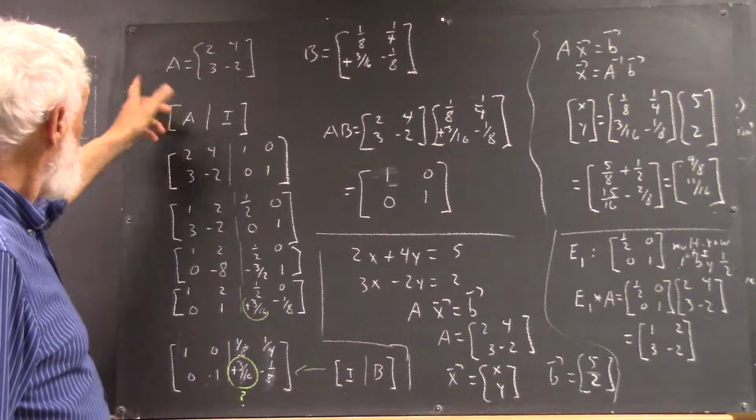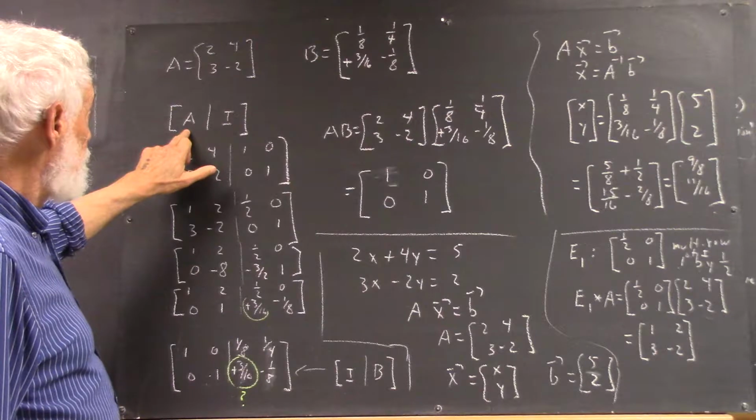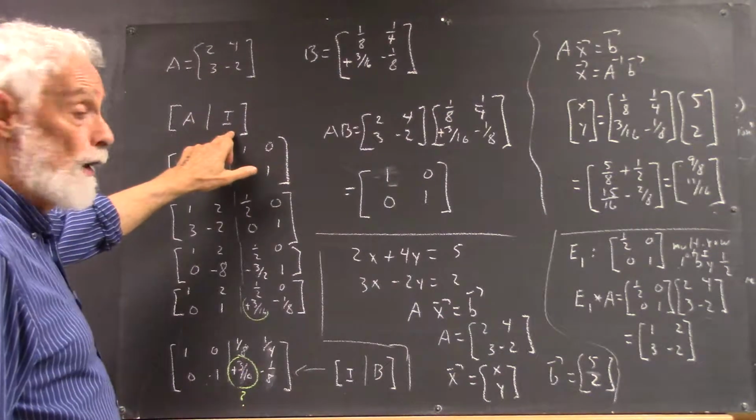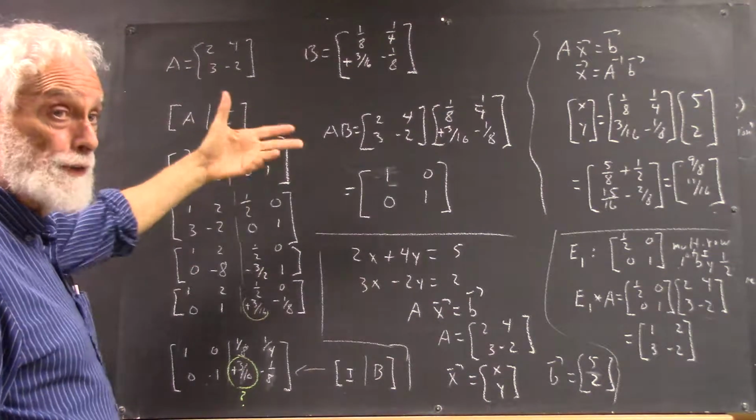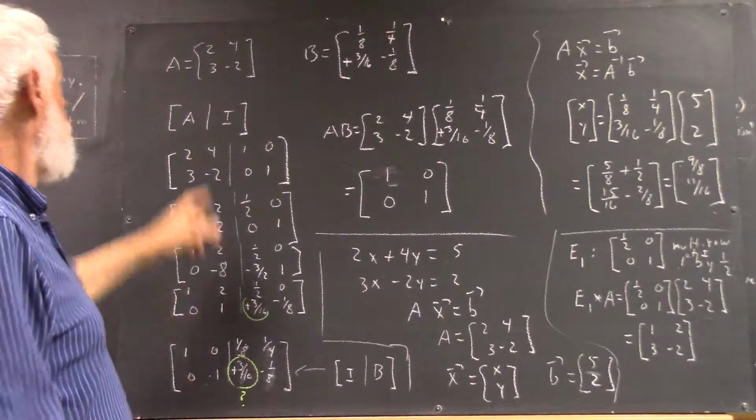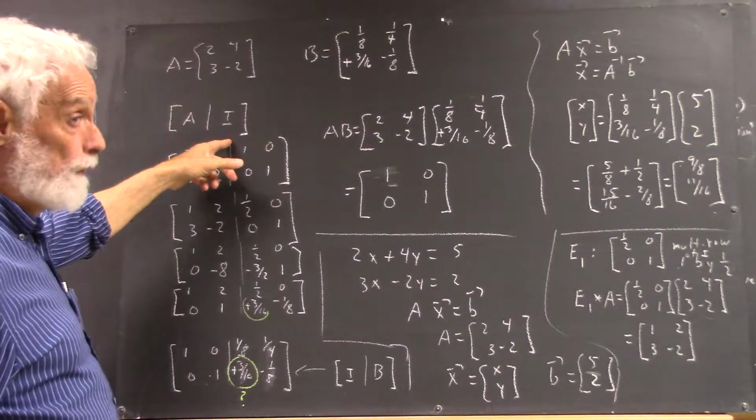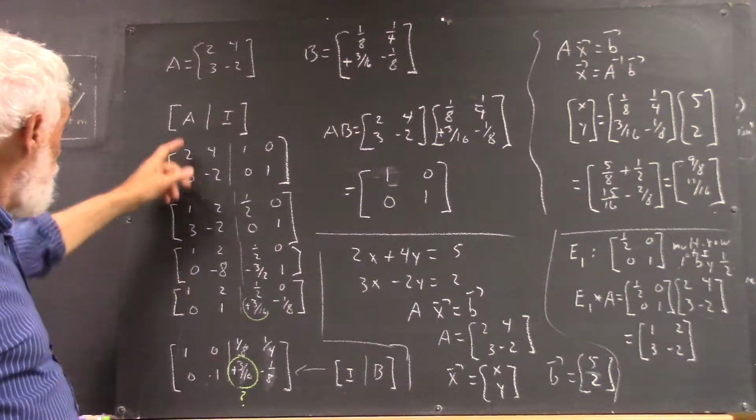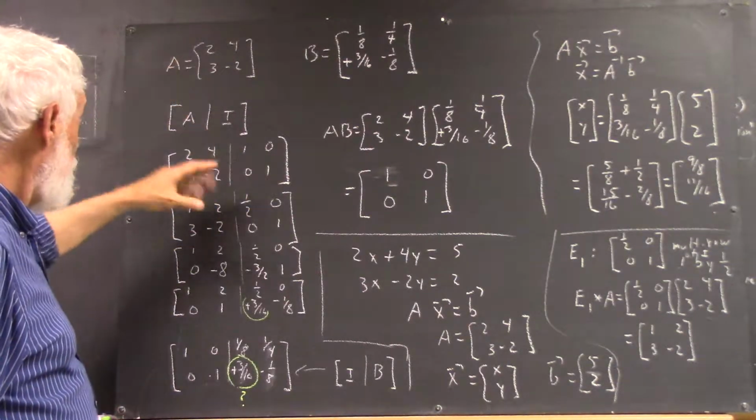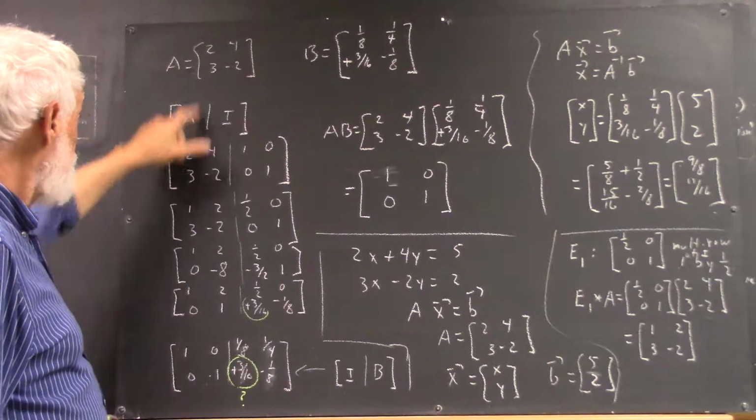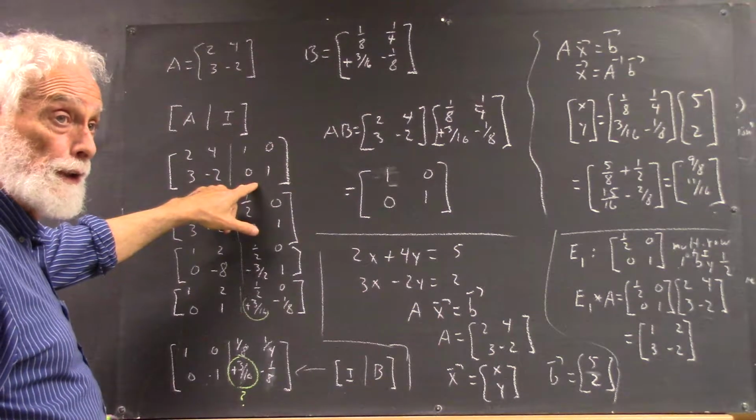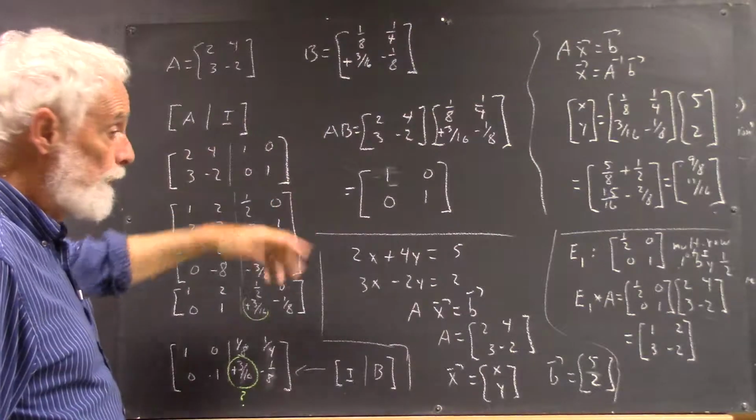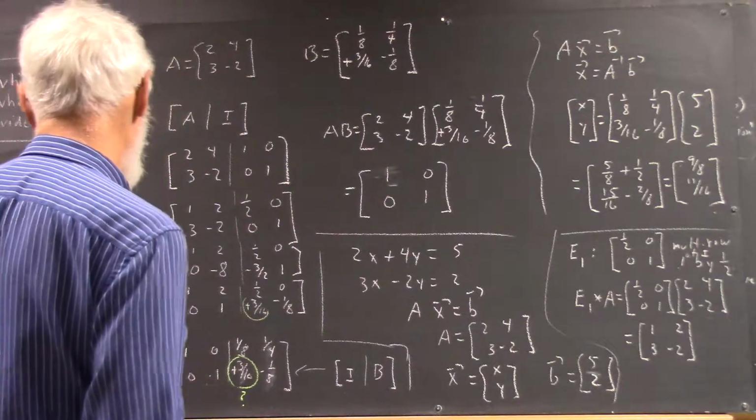So, what we do is we augment the matrix. Whatever the matrix A is, we augment it with the identity matrix of the same size. So if we have a 47 by 47 matrix here, we do a 47 by 47 identity matrix here. We augment this matrix, the A matrix, with the 2 by 2 identity matrix. Ones in the diagonals, 0 above and below the diagonal.